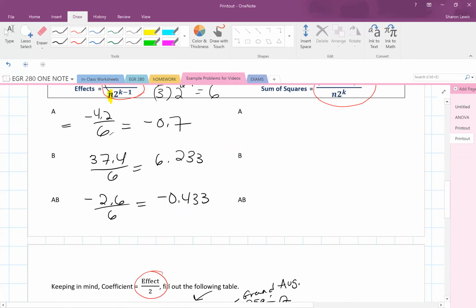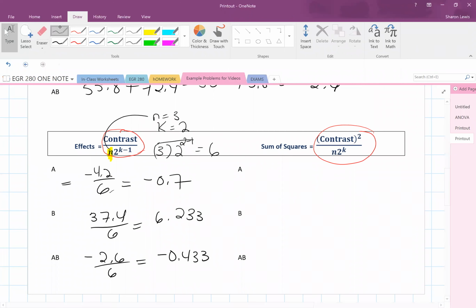All right, now we need to go back and finish calculating our sums of squares. Sums of squares is the contrast squared divided by n times 2 to the k. Here n, the number of reps, is 3, and we had 2 factors, so k is 2. That works out to be 12. So the sum of squares for A is negative 4.2 squared divided by 12, and that's 1.47.